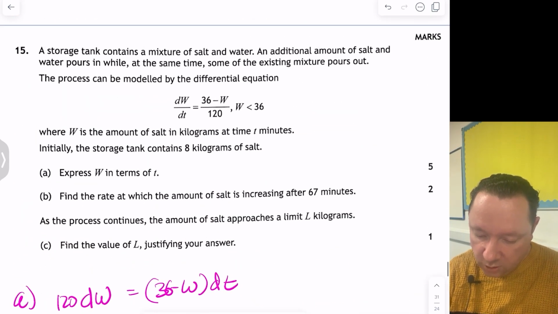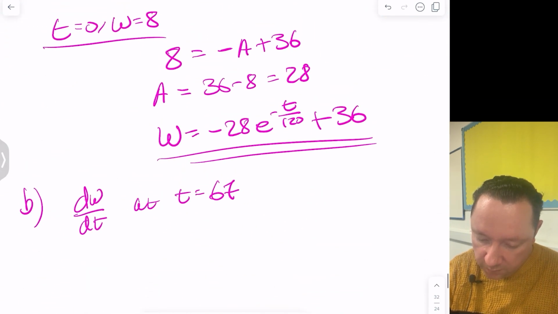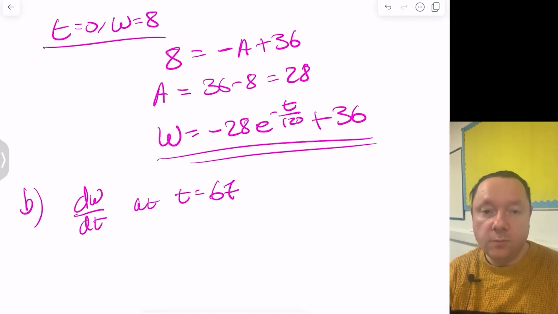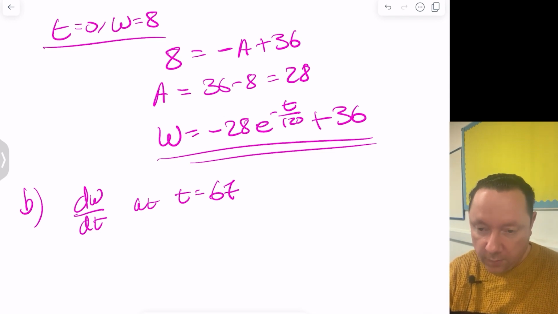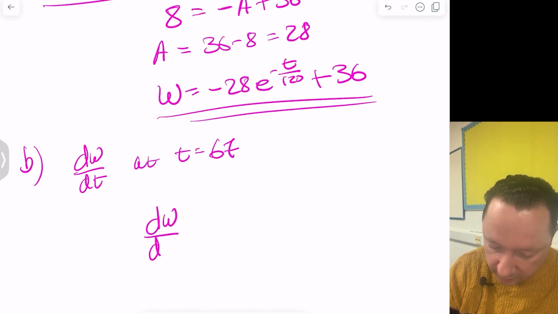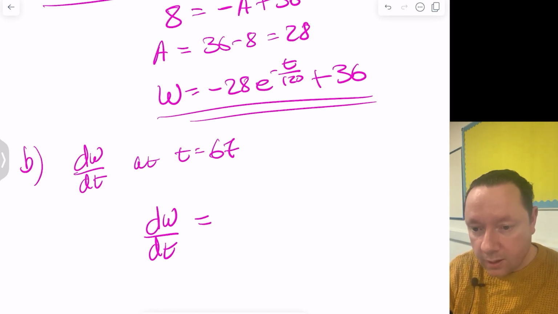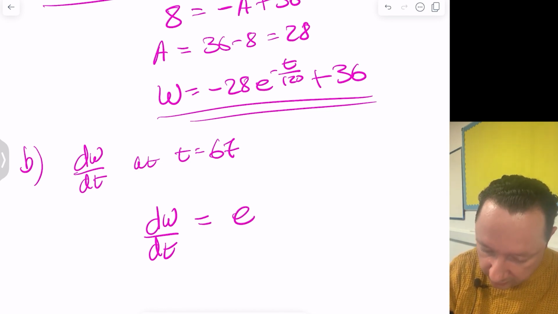If you go back to your initial equation, and since you've already got w here, you could sub 67 in to get w, and then sub w in to get dw by dt. That's one way, or a better way. Let's just work out dw by dt in terms of t, using this formula. So we've got e to the minus t over 120. So that's still e to the minus t over 120.